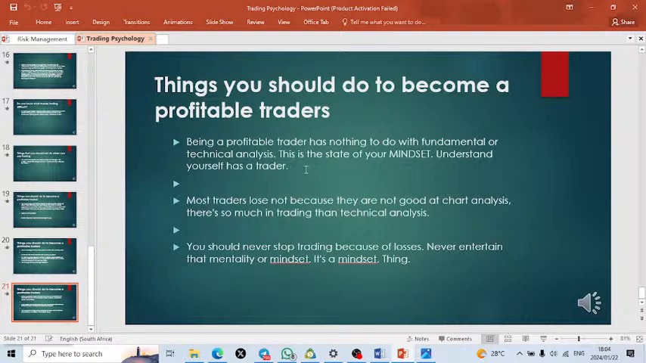You can do that. But why is it you're losing? You're losing, one, because you don't have the correct mindset of a winning trader, of a profitable trader. So in this particular trading psychology, we'll be talking about how you can develop or cultivate the correct mindset to be a profitable trader. So basically, that's what we'll be talking about.